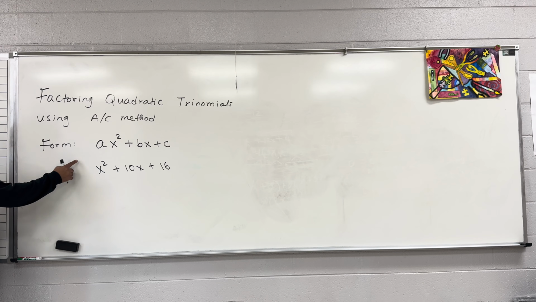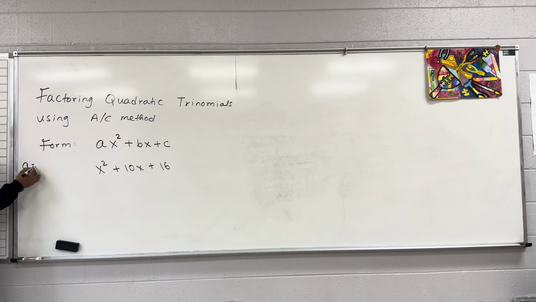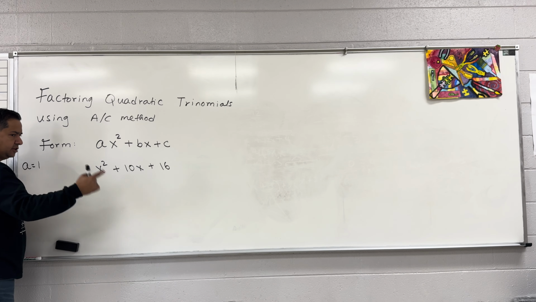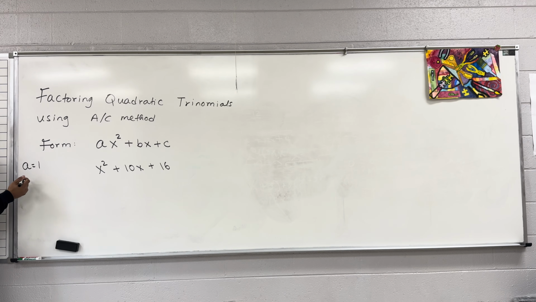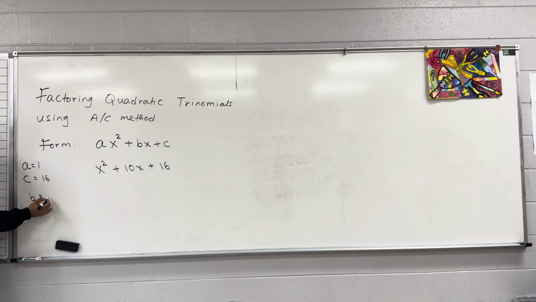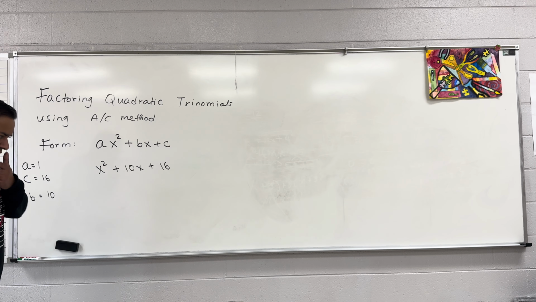All right, can somebody tell me what your A would be for this thing? It's just 1. Remember, A, B, C are just numbers, right? So A is the number in front of x squared, which is simply 1. Let me write C first. What is your C on this thing? 16, so positive 16. And then we'll also need a B at some point. So what's your B on here? Positive 10. All right. So they're all positive in this case. Sometimes you have positive, sometimes you have negative.